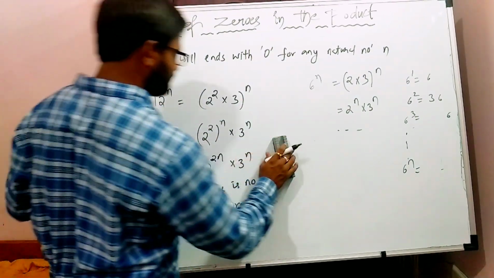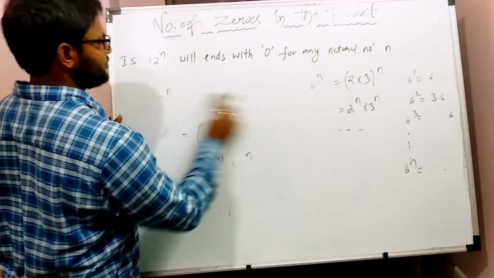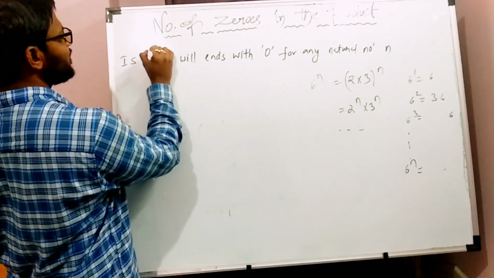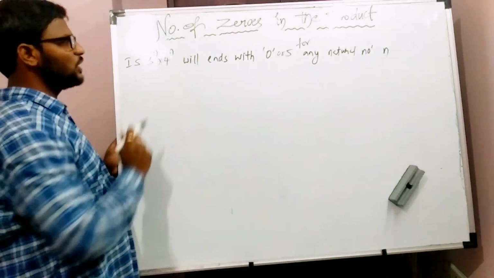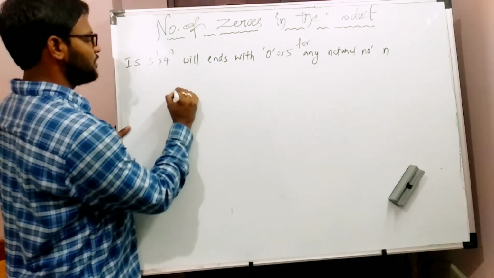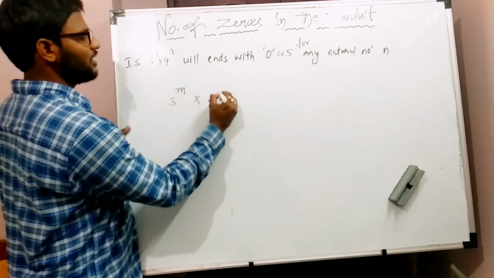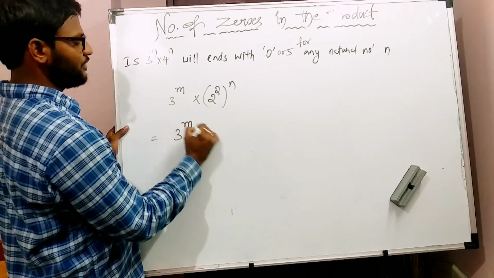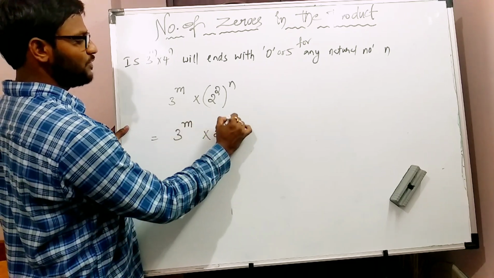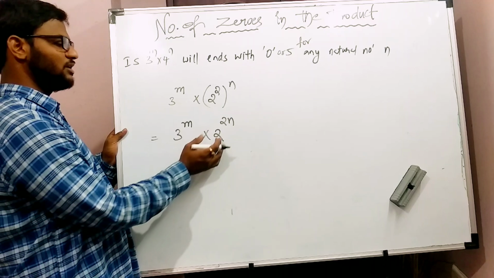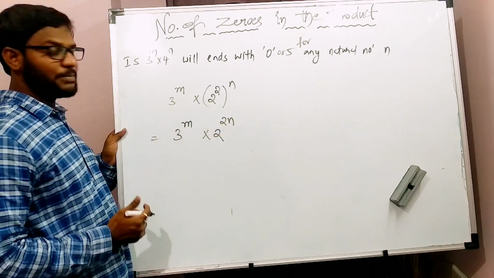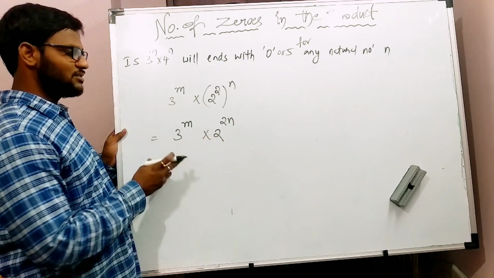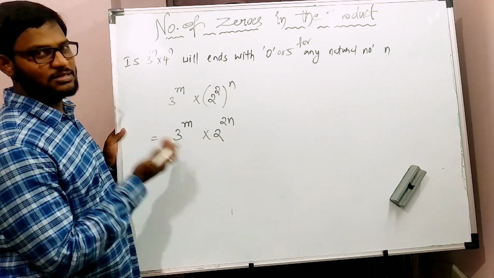Okay. Next. Is 3 power m into 4 power n. See, 3 power m, 4 we can write as 2 square, whole to the power of n. So 3 to the power of m into 2 to the power of 2n. So 2n is an even number, 2 power even number into 3 power some number. So here also there is no 5. Since there is no 5 in the product, this product is not going to end with 0.